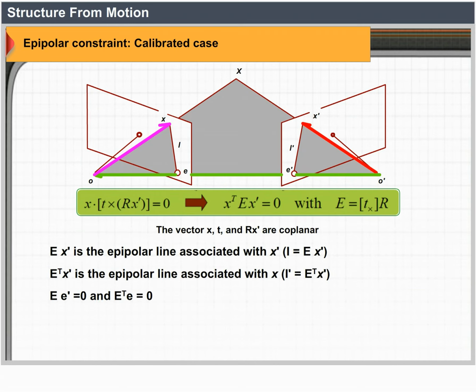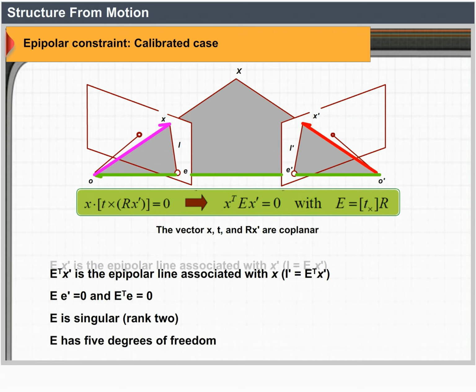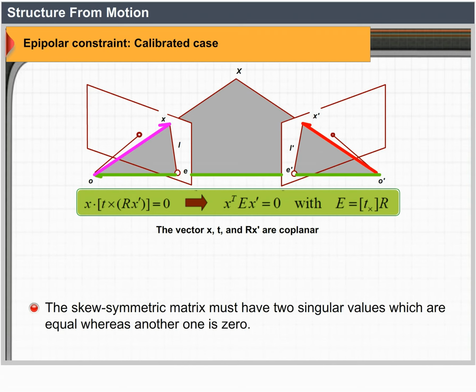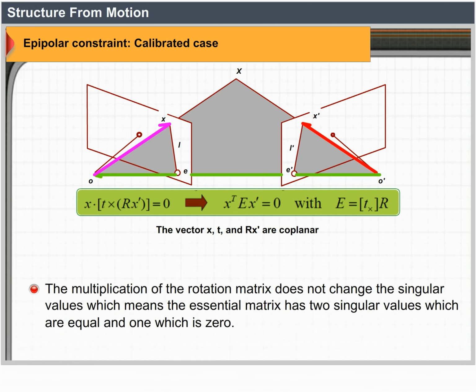E is singular, rank 2, and E has 5 degrees of freedom. The skew symmetric matrix must have two singular values which are equal and another which is 0. The multiplication of the rotation matrix does not change the singular values, which means that also the essential matrix has two singular values which are equal and one which is 0.